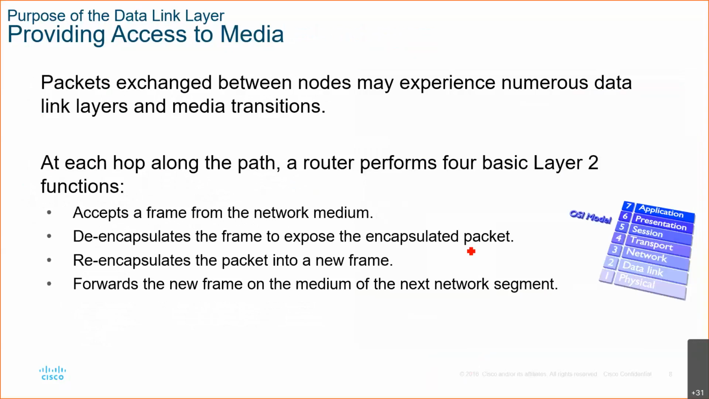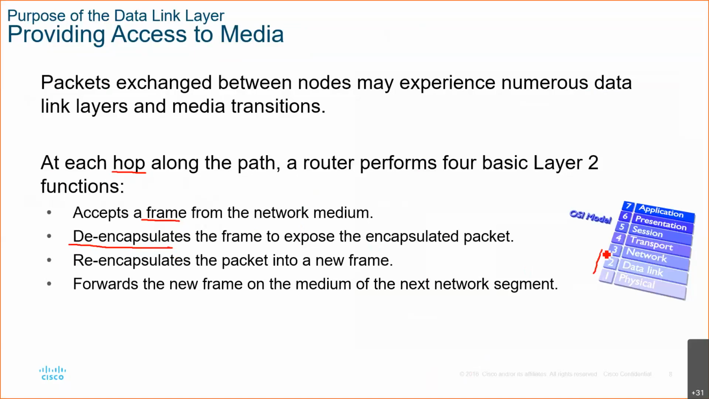Now, at each hop, if you're going from one network to another network, the moment you see the word hop, that means you're traversing a router. Remember that. Okay. So at each hop, a router performs 4 basic data link layer functions. The first one, it accepts a frame from the network medium. Second, if it accepts the frame, it has to send it up. Okay, we are talking about this now.